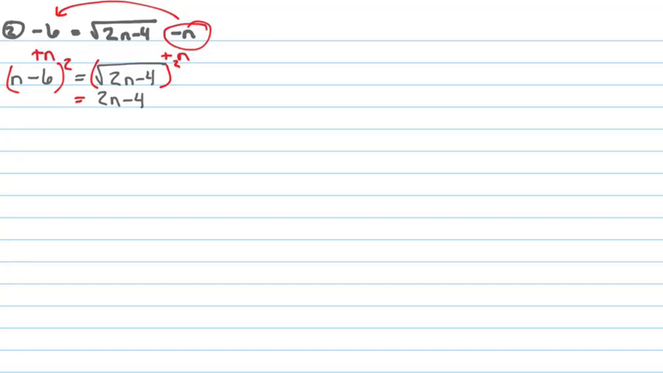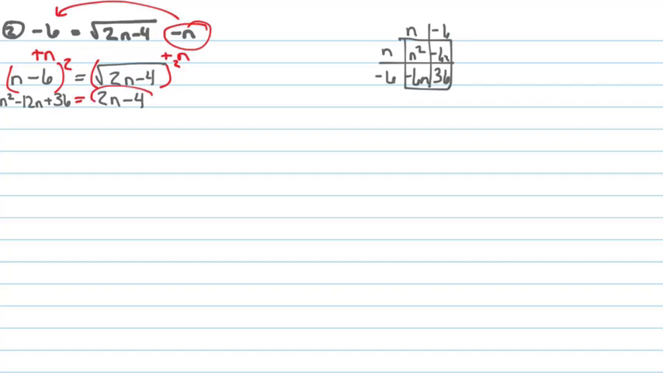On the left hand side, we're using that box, and we're going from outside in, and we have n minus 6, and so that gives me n squared, negative 6n, negative 6n, and 36. And so that gives me n squared minus 12n plus 36.